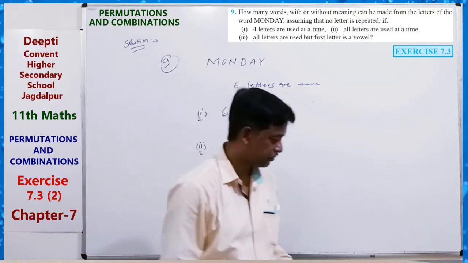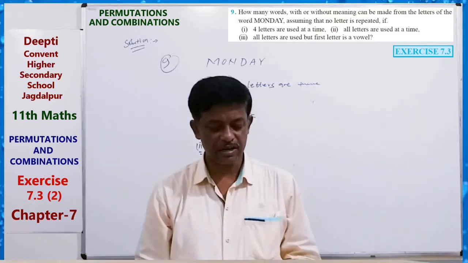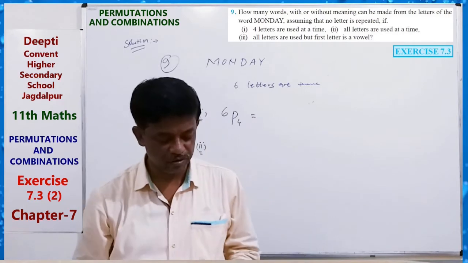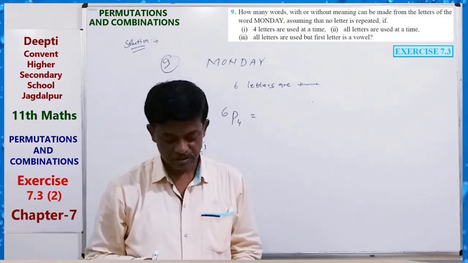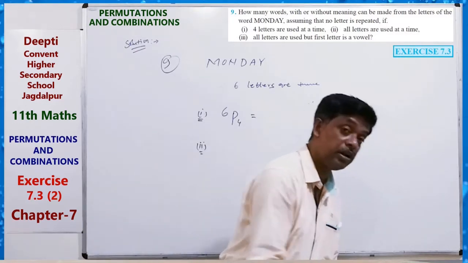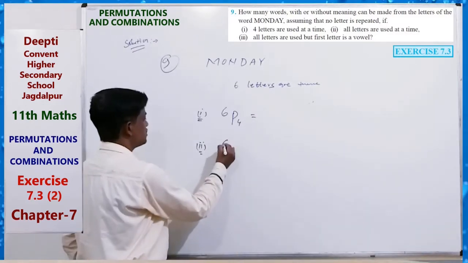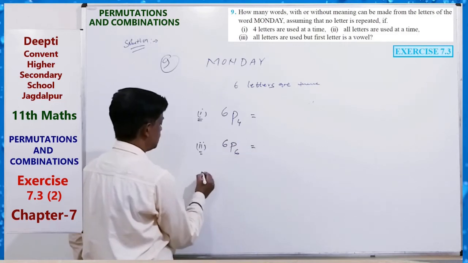Second is what? 4 letters are used at a time. So 4 taken 4 out of 6. All letters are used at a time. 6P6. And third is what?